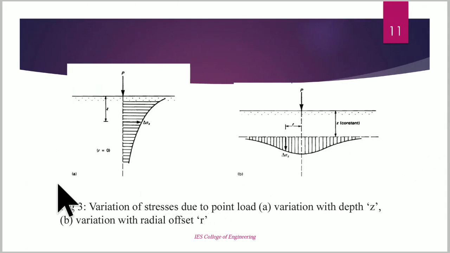In this diagram, we can see the variation of stresses due to point loads, where A is the variation with depth Z, and for figure B, the variation with the radial offset R is also shown here.